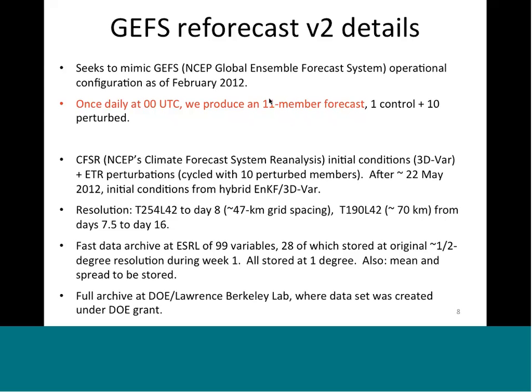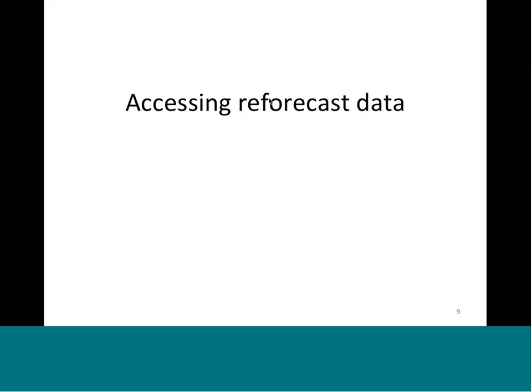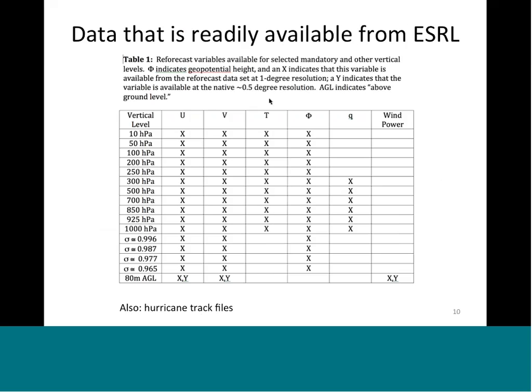Okay, so how do you access this data? We set up a number of ways of accessing it. First of all, let me share with you what data is saved. Looking at both mandatory levels and select signal levels that are down near the ground, you can see the information that we have stored: winds, UV, temperature, geopotential, and then for the mandatory levels below 300 millibars, specific humidity as well. And then a number of vertical levels down to the surface that we put out there with wind energy applications in mind.